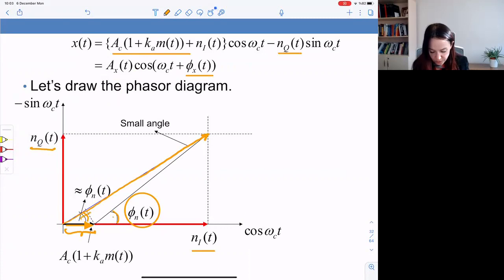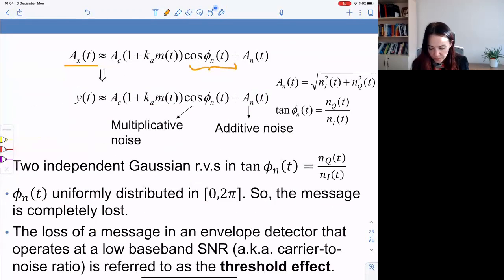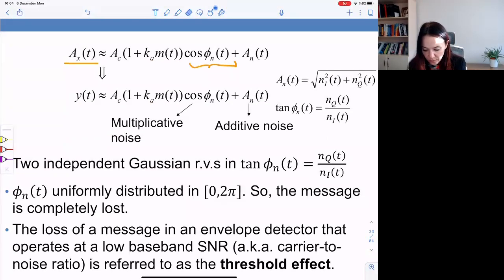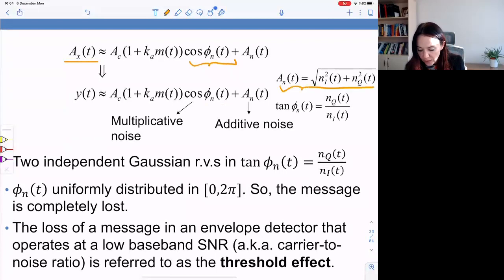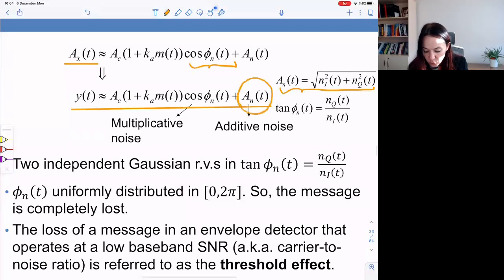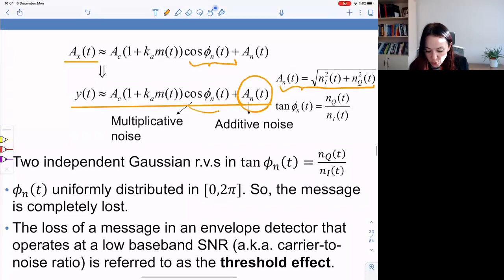Because of this approximation between the two angles. So now A_N of t is the magnitude of the noise. So when you express y of t in terms of A_N and cosine phi_n, we see that there's additive noise, but there's also multiplicative noise, and that is a problem.